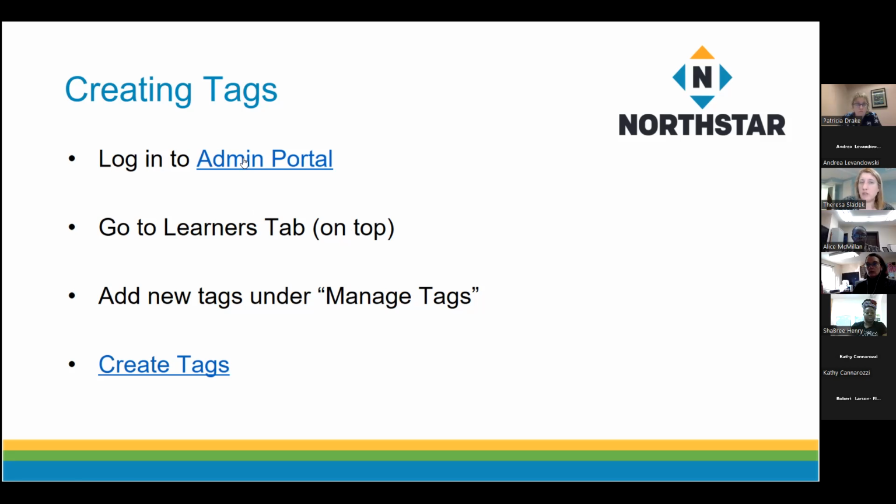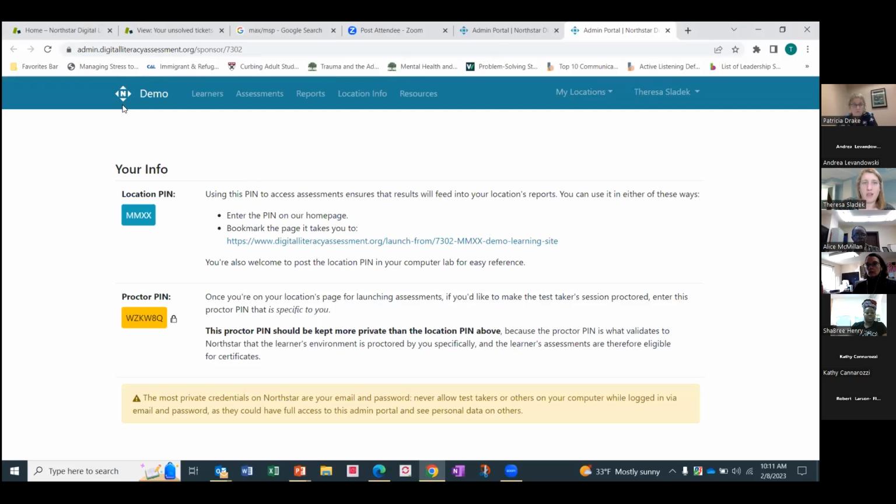The way you would do it is you'd log into your admin portal and you would go to, in that blue navigation bar, the learner tab. So remember, it opens up for me where it says demo. For you, let's say your library. I'm going to go to the right to the learners tab and click on that.